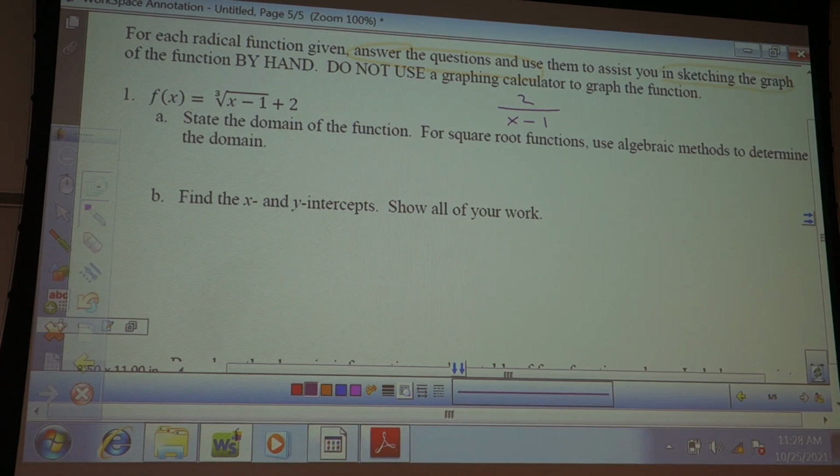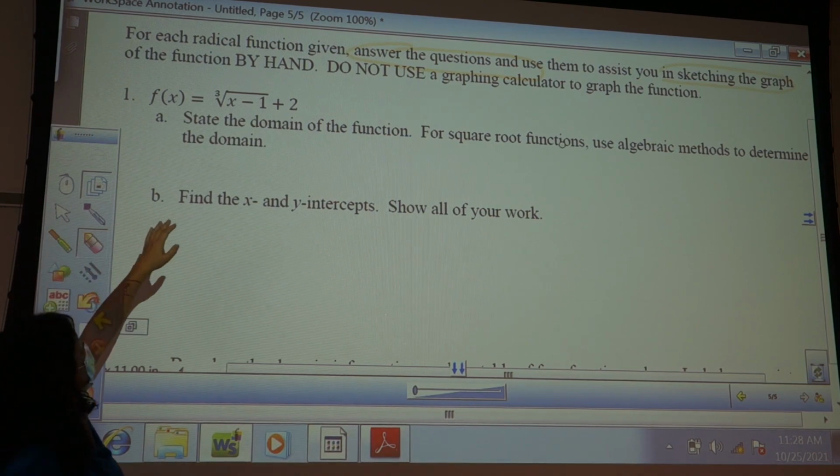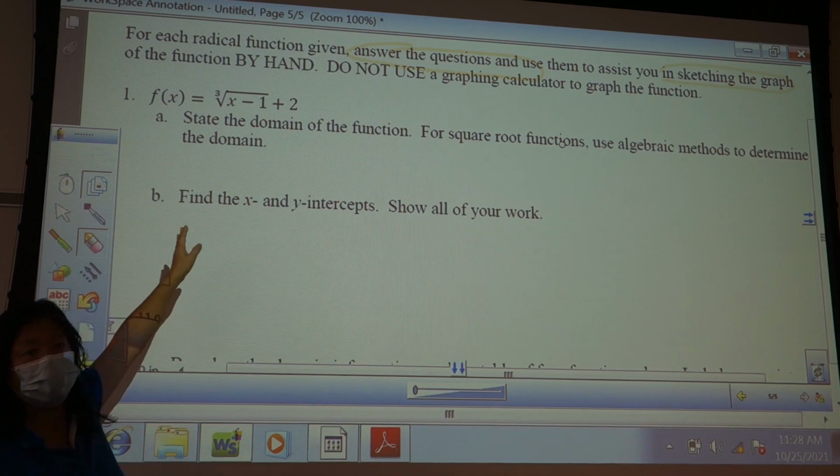All right, so then the second question is: is there a square root or an even root?